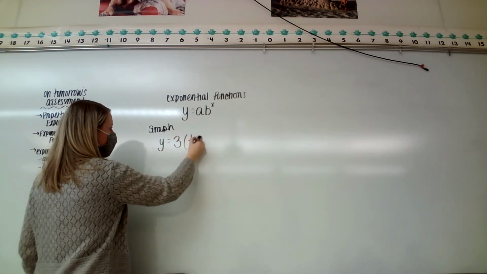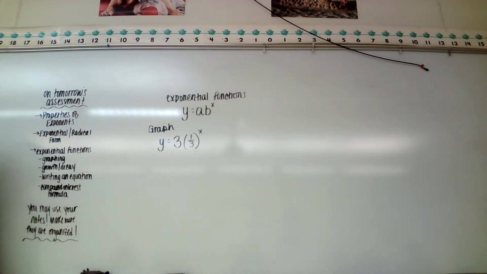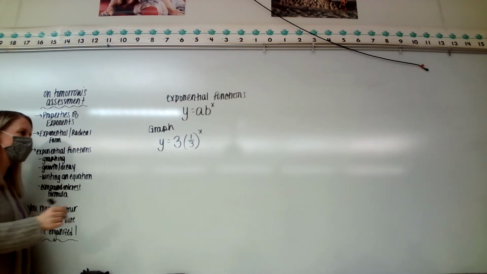3 times 1/3 to the x. So remember, human nature, we tend to want to multiply 3 times 1/3. You can't do that. It's against the order of operations. You keep them separate. I will set it up for you tomorrow.